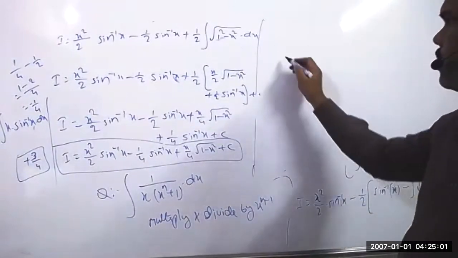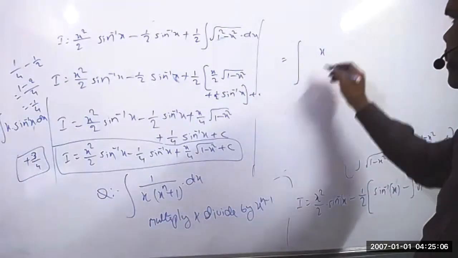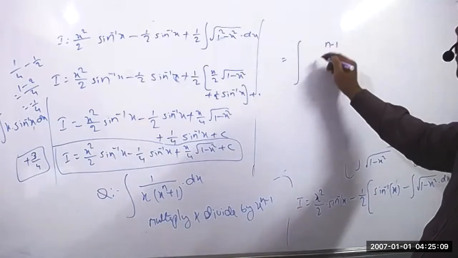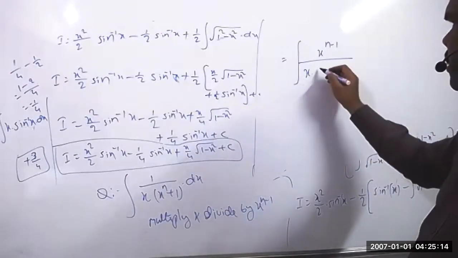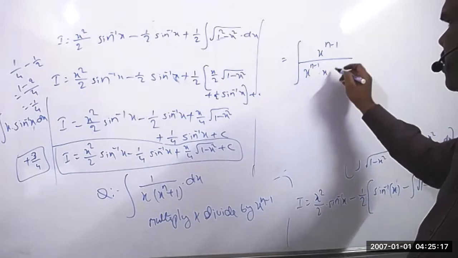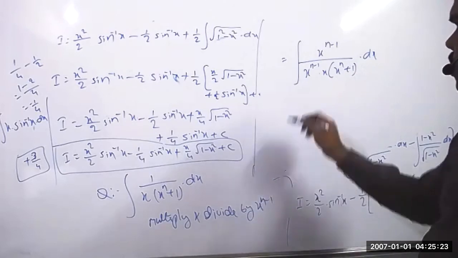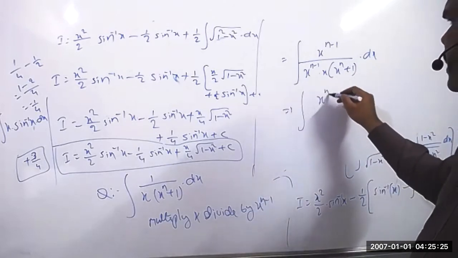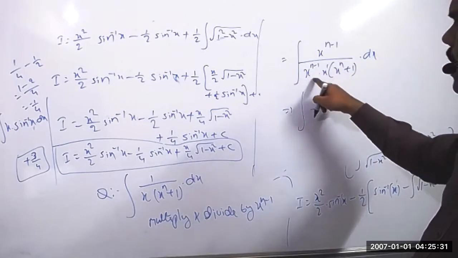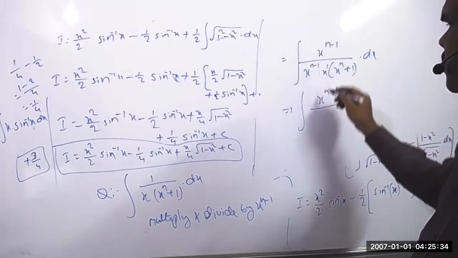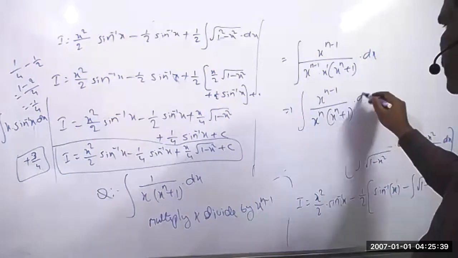Now you can substitute in there. Integration of 1 by, as I already wrote very clearly, multiply and divide by x power n minus 1. So x power n minus 1, x power n minus 1 whole by x into x power n plus 1 into dx. Now you can simplify this value: integration of x power n minus 1 whole by x power n into x power n plus 1. The base is equal, so directly we can add the powers. So n minus 1 plus 1 equals n, clearly x power n into x power n plus 1 into dx.